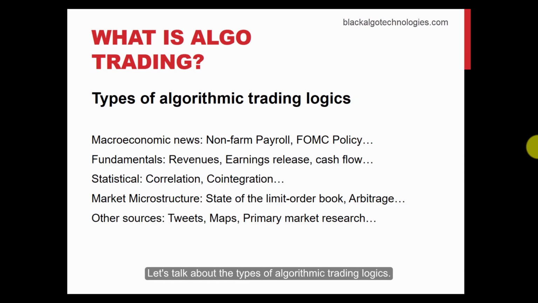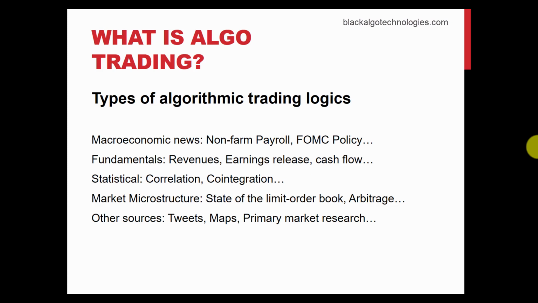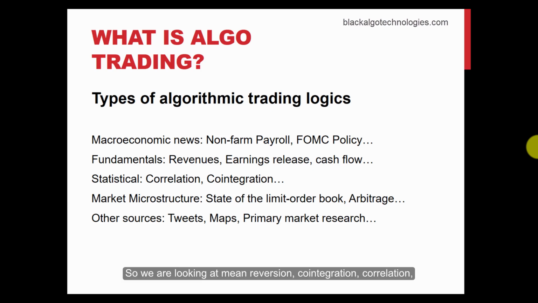So let's talk about types of algorithmic trading logics. These are what we call sources of market inefficiencies. You have macroeconomic news, which includes economic data, central bank policies, etc. Fundamentals, company fundamentals. Statistical logic. So we are looking at mean reversion, co-integration, correlation. If this moves, that should move, things like that.